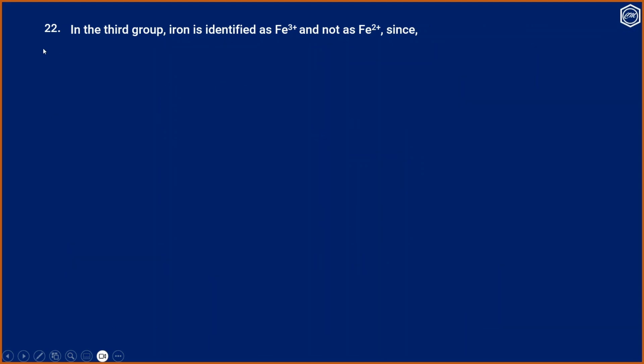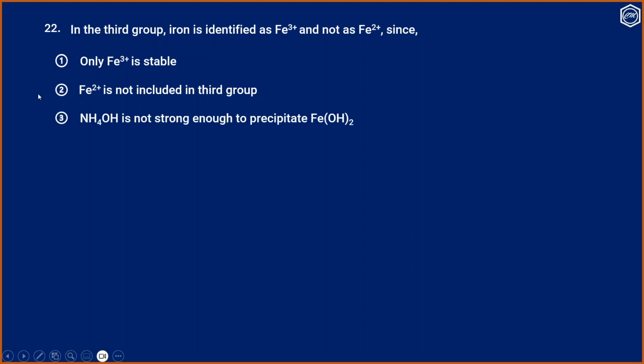Question 22. In the third group, iron is identified as Fe3 plus and not as Fe2 plus since, option 1, only Fe3 plus is stable. Option 2, Fe2 plus is not included in third group. Option 3, NH4OH is not strong enough to precipitate Fe(OH)2. Option 4, Fe(OH)2 is more soluble than Fe(OH)3.